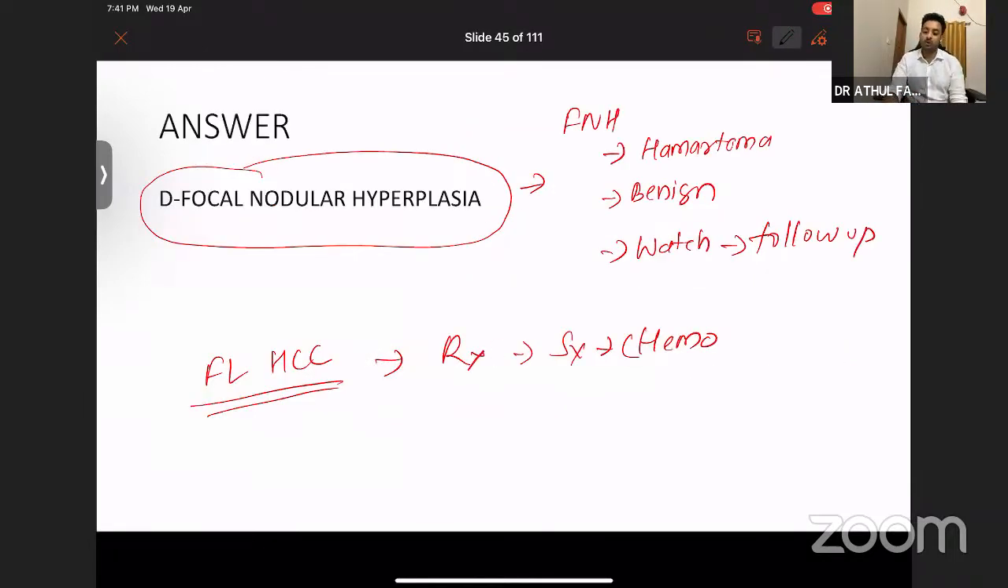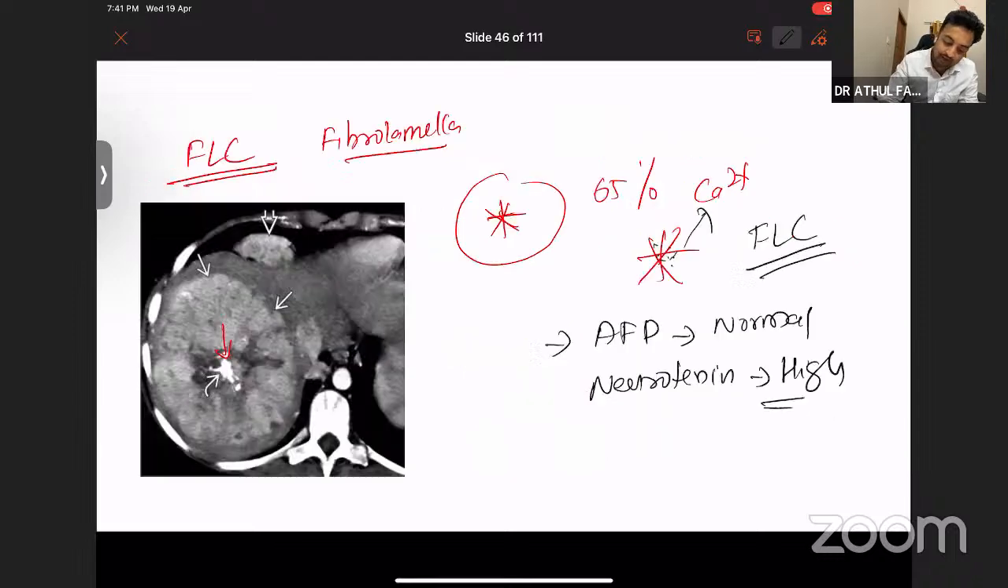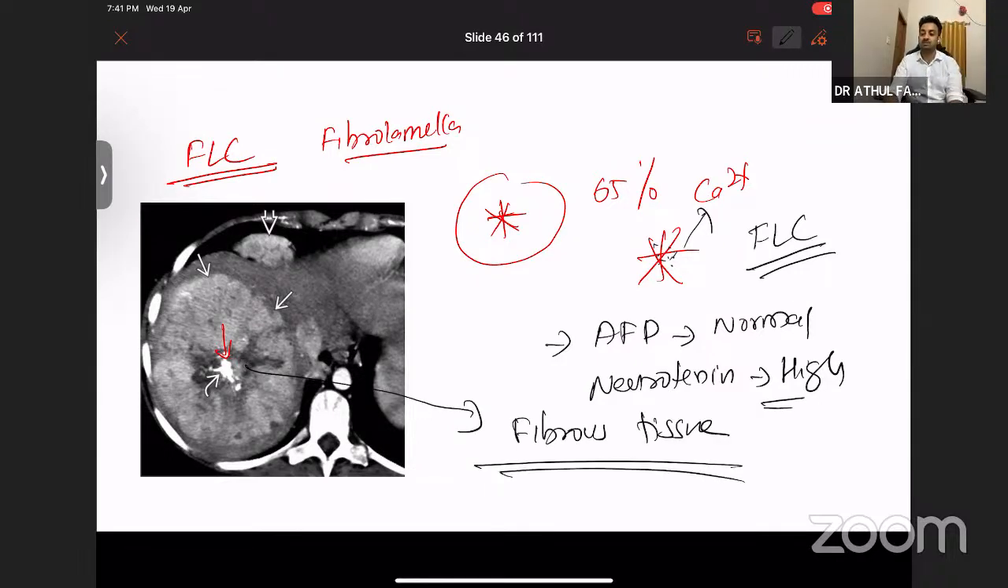But imaging wise, you have to understand that I told you focal nodular hyperplasia is a hamartoma. Okay, it is a hamartoma. So the scar is made up of reticuloendothelial cells. That is the pathology. Okay, it is made up of reticuloendothelial cells. Whereas the scar in FLC is just fibrous tissue. It is just fibrous tissue. There is nothing. The only fibrosis is there. Okay. So that is why the differences will come.